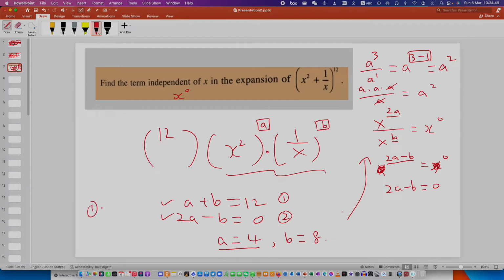So 1 plus 2 gives you 3a. These two cancel each other, so 12. a equals 4, right? So a equals 4, so your b must be 8, right? Therefore you can fill in 4 here and then 8 here. And then this one must be 4. Oh, no, 8. Why must it be 8, not 4? Like I said, 4 plus 8 must equal 12, right? Then this 4 and this 12, this must be 8. 12 minus 8 is equal to 4. Okay, good. So therefore this is the term.